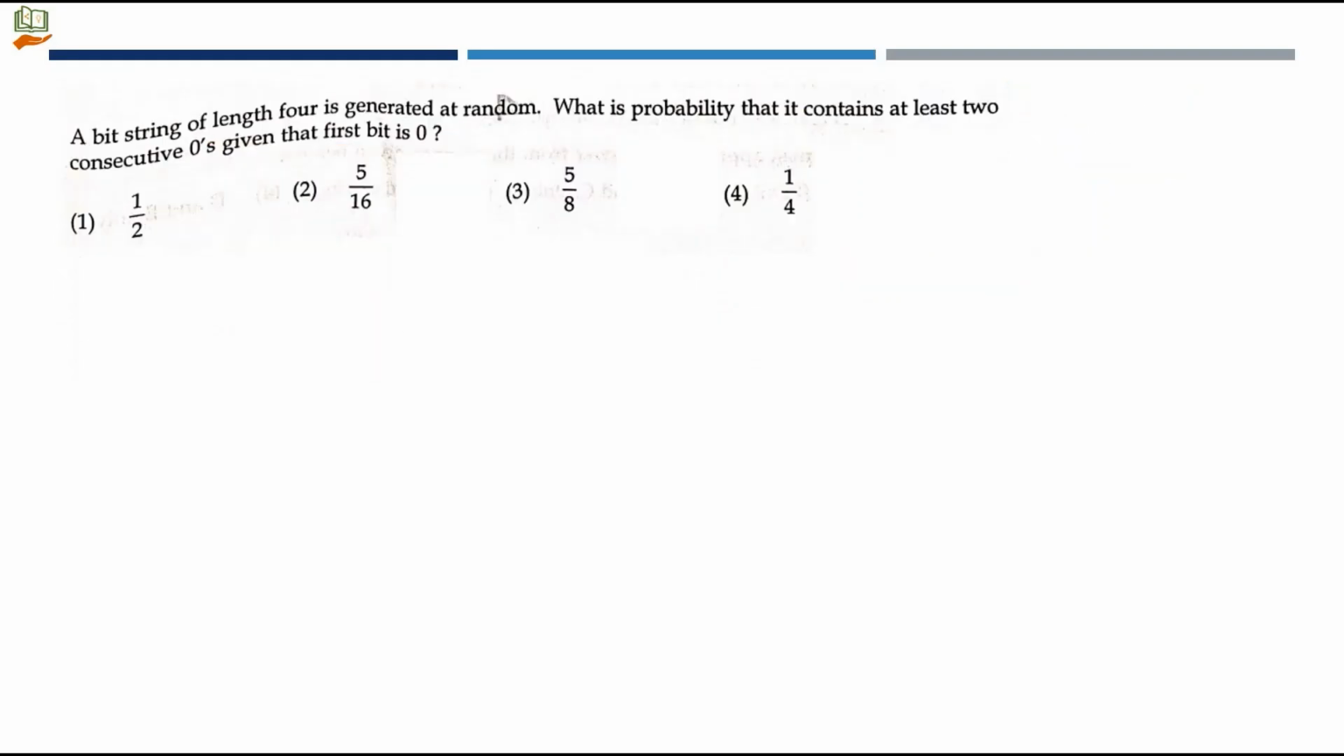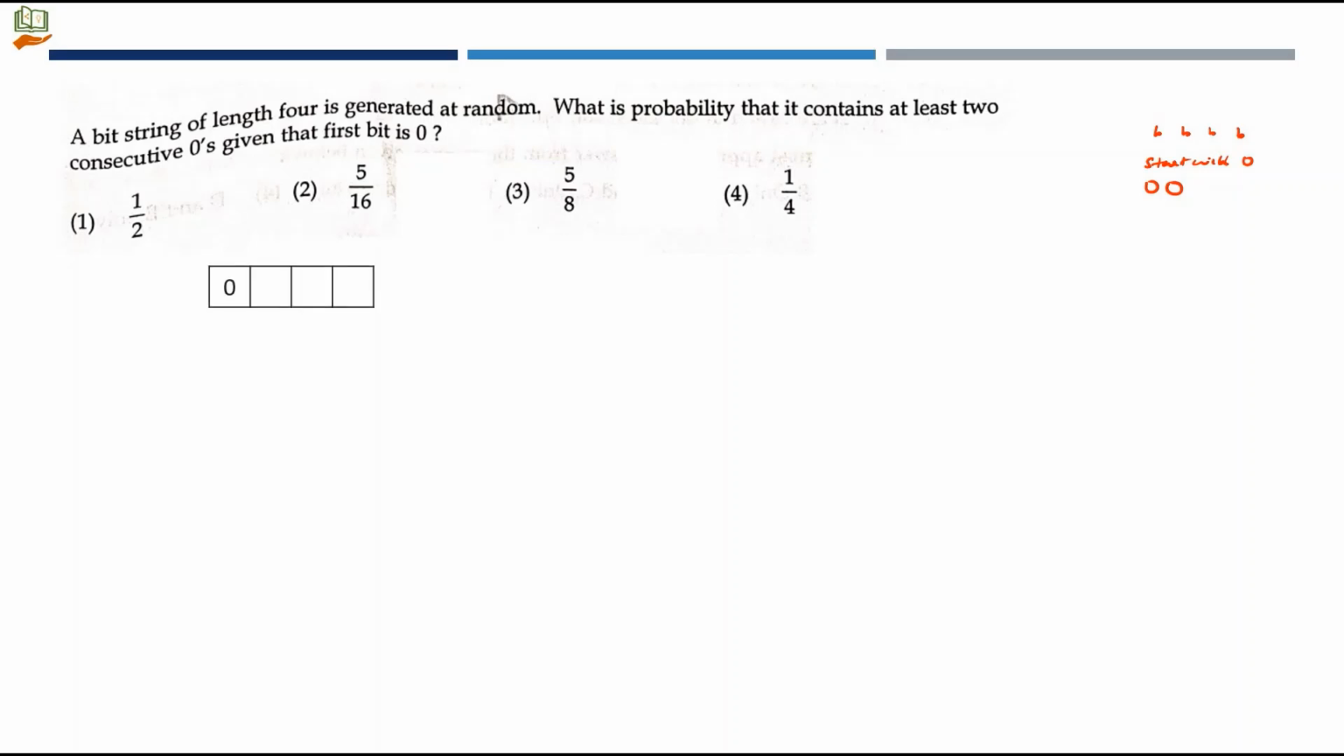Next question. A bit string of length 4 is generated at random. What is the probability that it contains at least 2 consecutive zeros, given that the first bit is 0? When you take a bit string of length 4, you have 4 bits: bit 1, bit 2, bit 3 and bit 4. There are 2 conditions. It should start with 0 and it should have 2 consecutive zeros. It means 0 and 0 should be present together.